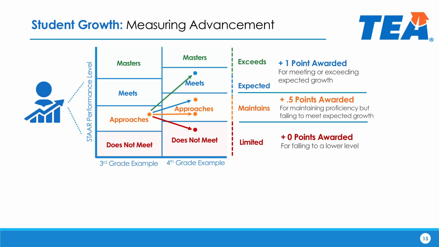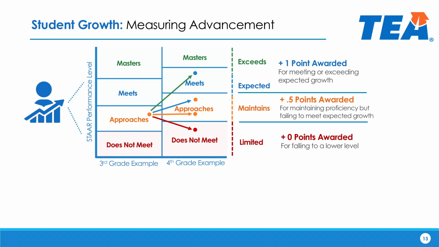So for example, last year we had a student, maybe they performed at approaches. And let's look at the green line. Last year the student goes from approaches to this year meets grade level performance. If that's the case, the student sort of exceeds their growth target, so they're awarded 1 point. Another example, last year the student had approaches, and if we go on the blue line, the student performs this year at approaches. But they have expected growth expectations for performance, and so they're also awarded 1 point. So 1 point for exceeding or having expected growth.